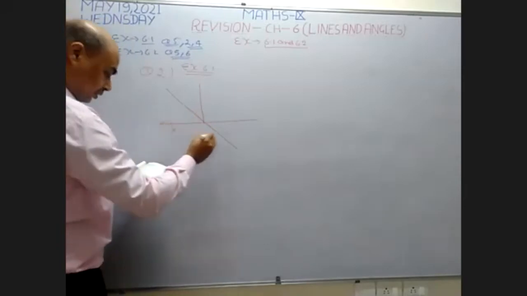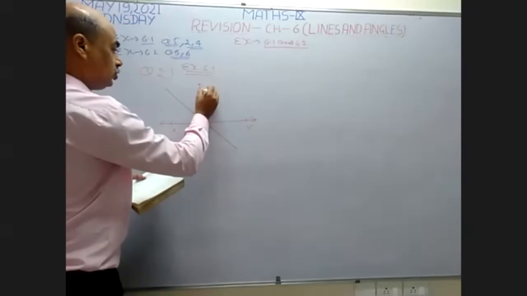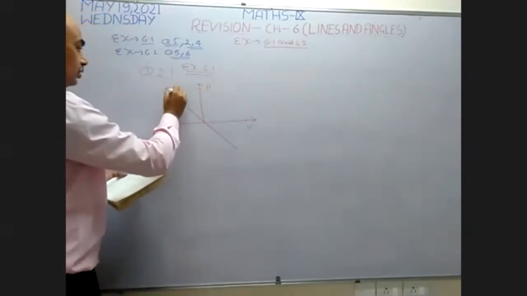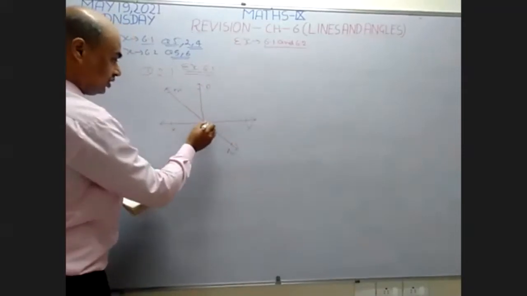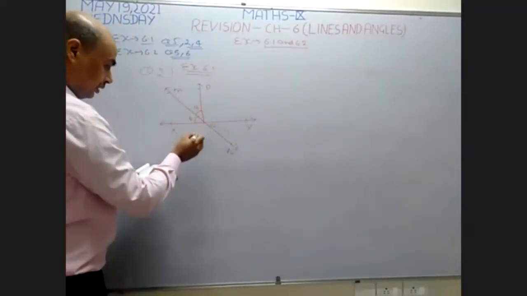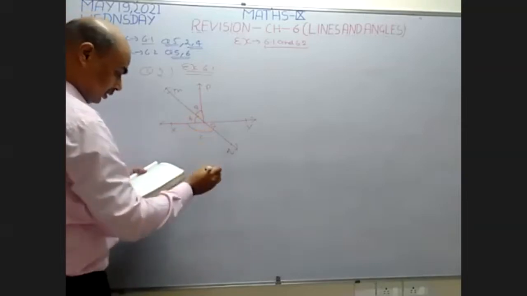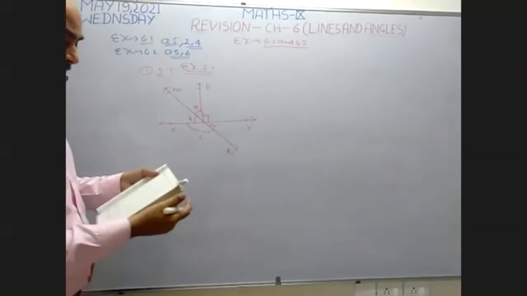This is your X, this is your Y, this is your P, this is your M, and this is N. And O is given. A, B, and C. And this angle is a right angle. It is given. Now see, in the statement what is given.